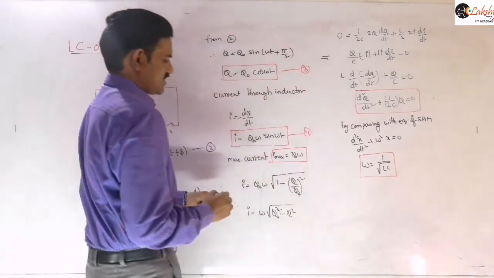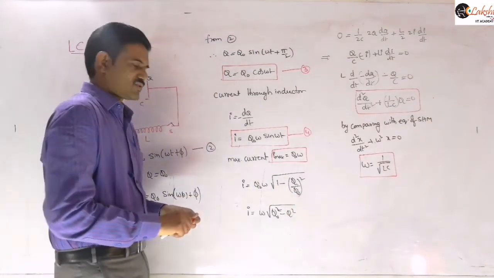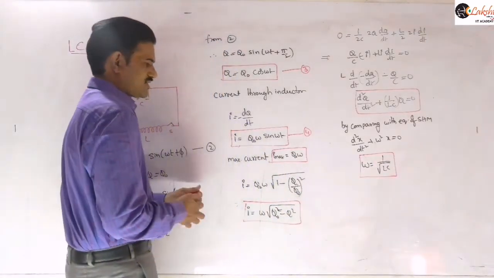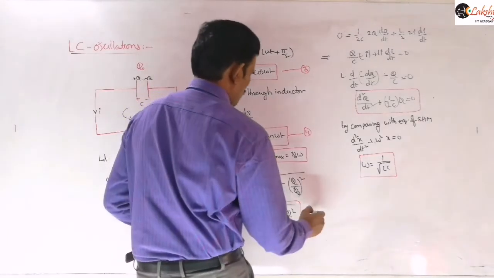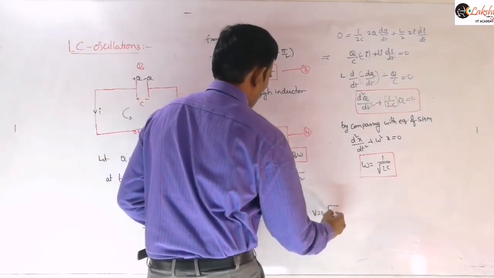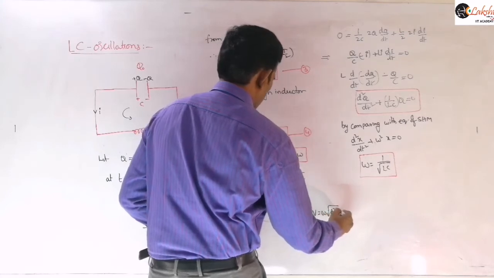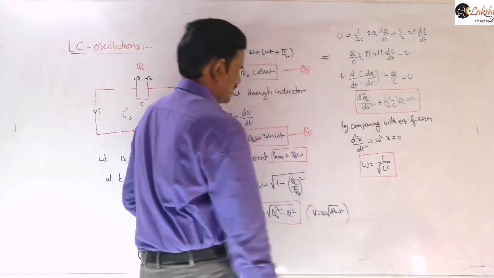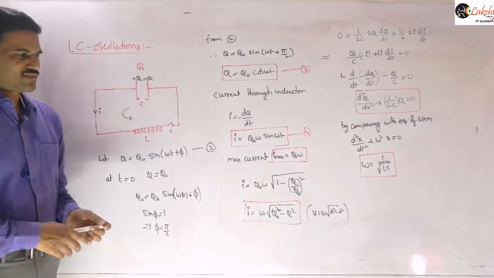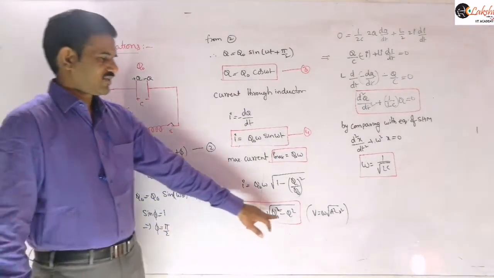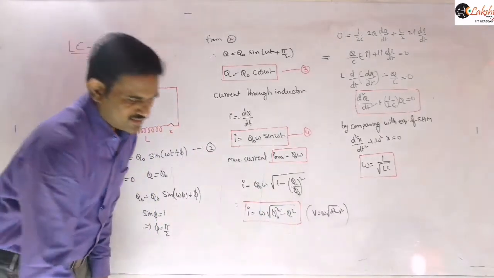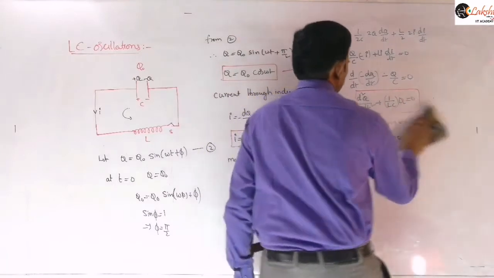Now this equation is similar to our velocity expression. Let me write this comparison here. This equation is similar to our v = omega into under root of (a square minus x square), the SHM equation, the velocity at any position x. So now this is the current when the charge on the capacitor is q. And next you can calculate the rate of change of this current.